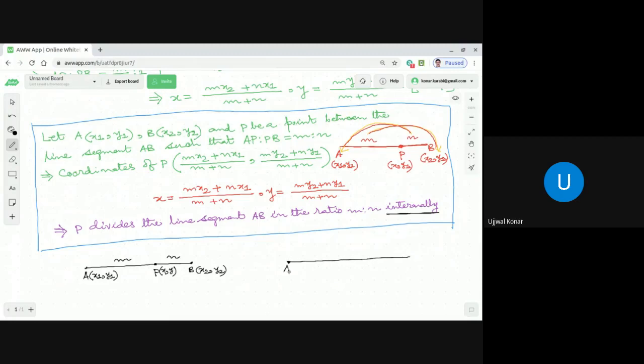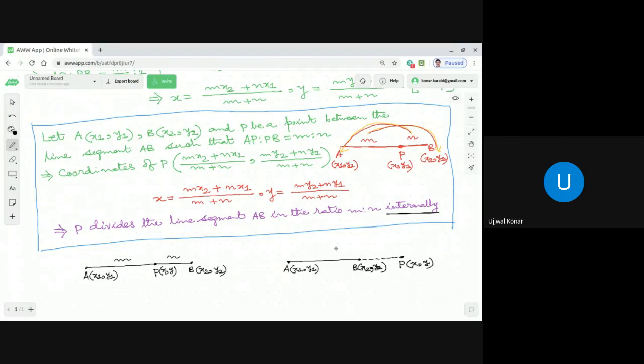And let's consider another situation. You see here, this is the point A with coordinate x1, y1. Let me keep the point B somewhere here. Suppose this is the point B with coordinate x2, y2. Now, the point P is not in between AB. That point P, which is dividing the line segment AB, is not in between AB, but if you extend beyond point B, suppose you get point P here and its coordinate x, y, which is not known to you.